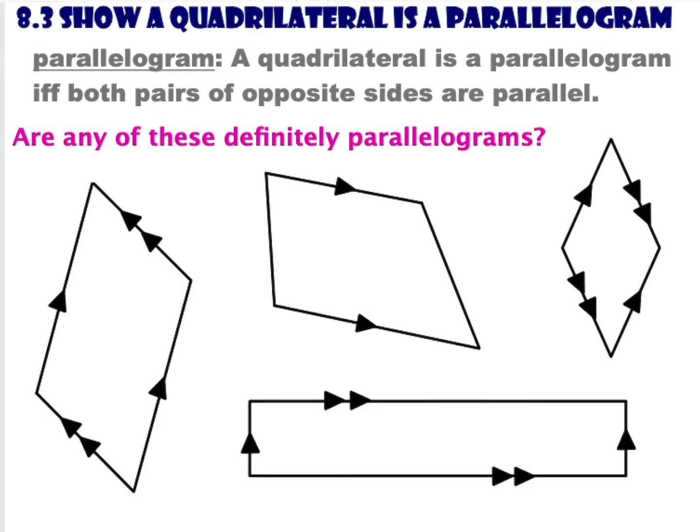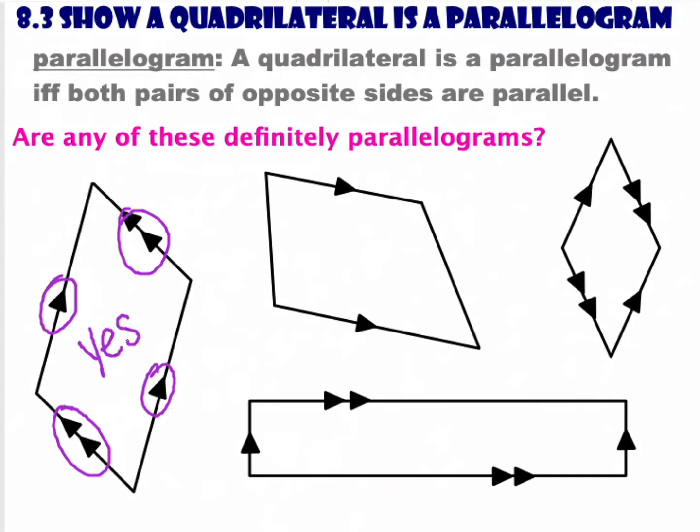Our goal in today's lesson is to show that we have parallelograms and what stipulations are there to show that something is definitely a parallelogram. The first thing we should turn to is the definition. The definition says if it has four sides, it's a parallelogram if and only if both pairs of opposite sides are parallel. So some of these quadrilaterals look like parallelograms, some of them don't, but the thing we need to check is to see if both pairs of opposite sides are parallel. And so if I see parallel and parallel, then I can say yes, that's definitely a parallelogram.